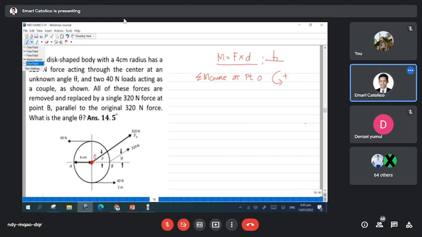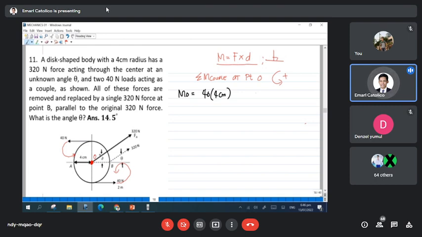Malalaki na kayo. Okay. So yung 40 Newton, kung paikutin natin yan sa O, anong rotation yan? Counterclockwise. So positive yan. Okay. So moment at O is equals to 40 times distance, which is 4 cm. Okay. Then i-rotate din natin tong 40 Newton papunta sa O. So ang rotation din niya is counterclockwise. So, positive din yan. Okay.